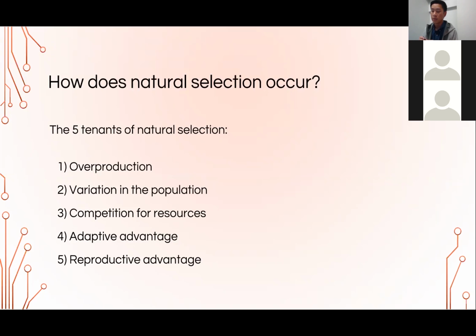Number 5 is reproductive advantage. Only those who survive the competition can reproduce, and they're going to keep reproducing. So there's always going to be a change in the population. So if the fit ones reproduce, then they're going to pass on their fit genes, and then their offspring are going to be fit. So that's how over time, you're going to end up with a fit population.